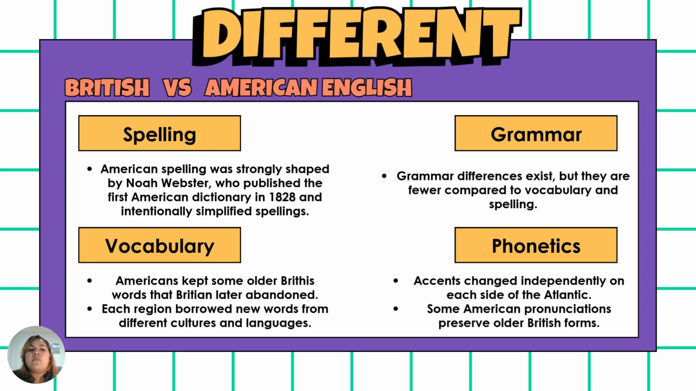In spelling, American spelling was strongly shaped by Noah Webster, who published the first American dictionary in 1828 and intentionally simplified its spelling. In vocabulary, American keeps some older British words that Britain later abandoned. Each region borrowed new words from different cultures and languages. In grammar, differences exist, but they are fewer compared to vocabulary and spelling. In phonetics, accents change independently on each side of the Atlantic. Some American pronunciations preserve the old British form.